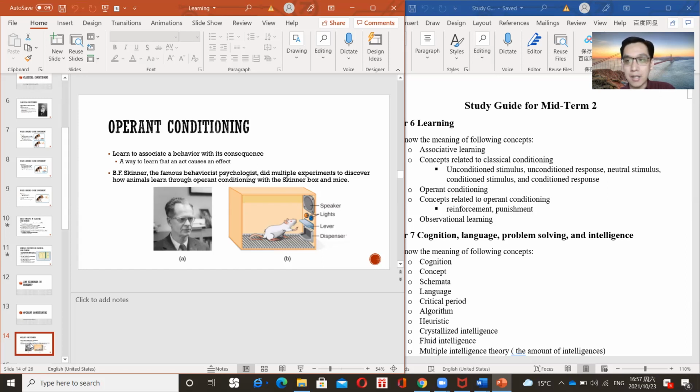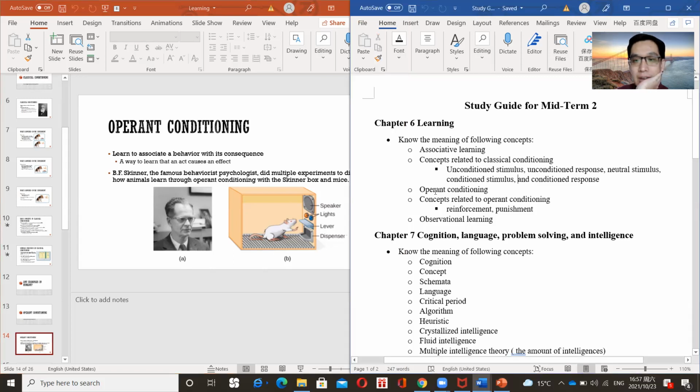So there is an action, and that action creates some kind of effect or influence or consequences. There are consequences for what you have done. That is operant conditioning. So there are some concepts related to operant conditioning. We need to know that. And one thing is reinforcement. The other thing is punishment.